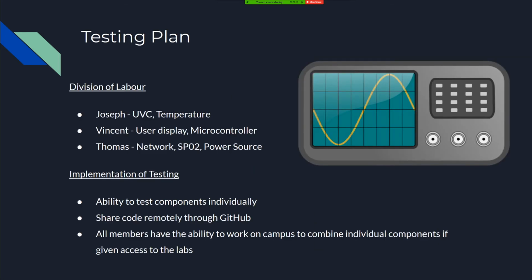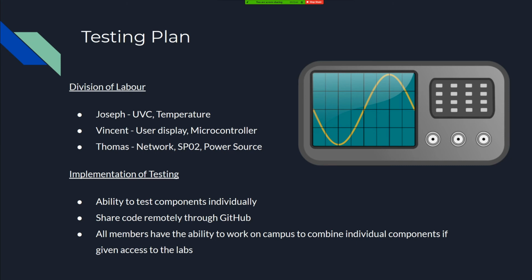For the testing plan, Vincent is going to test the user display and the microcontroller. Thomas will be testing the network, SpO2 sensor and power source, and I will be testing the UVC and the temperature sensor. For the implementation of testing, we all have the ability to test components individually, and we can share our code through GitHub. We can also go to campus to combine all our individual components, if we get access to the labs.